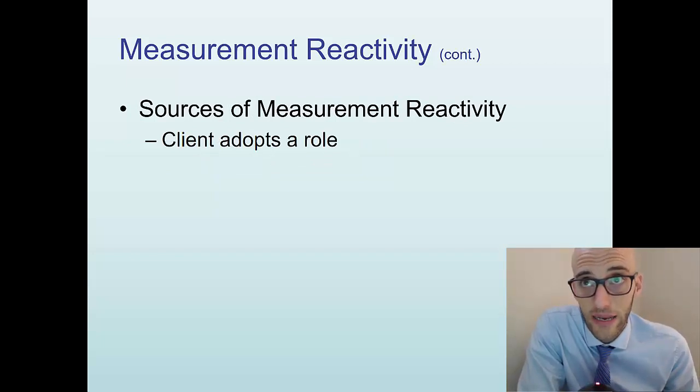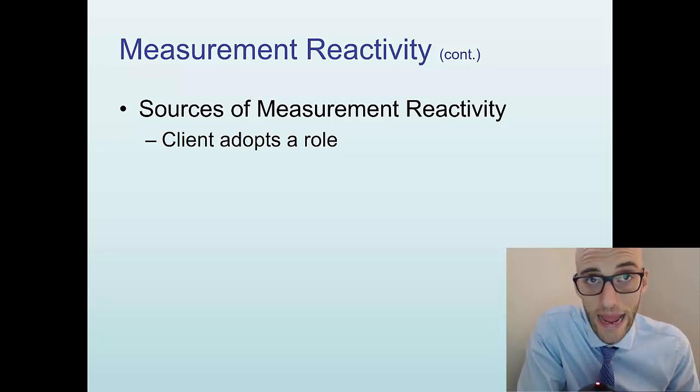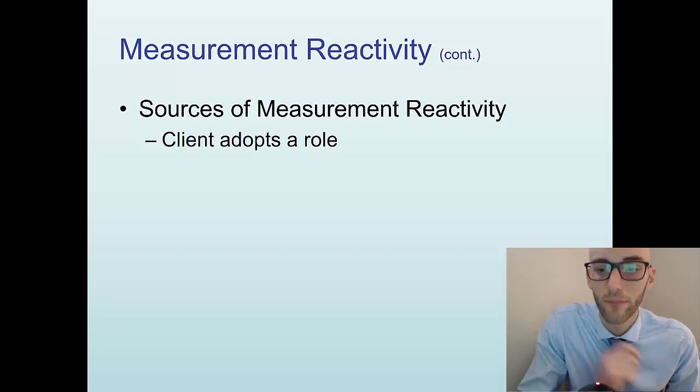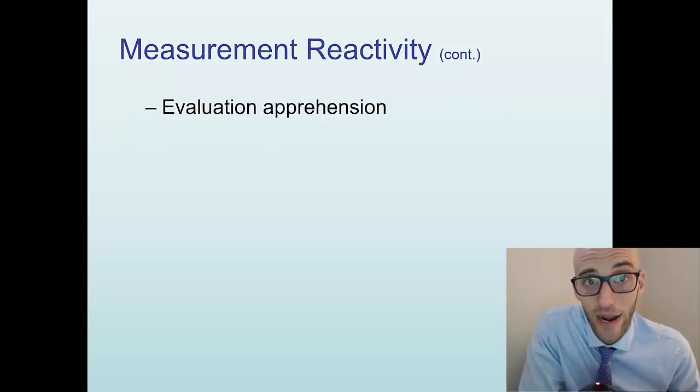So a reason that happens is because a client adapts to a role. So you can imagine that somebody might be mandated to treatment and really wants you to perceive them as making progress, or maybe they don't want to be on probation anymore. They might want to be perceived in a certain way, so they might be less likely to be honest and forthright with you. Another issue might just be evaluation apprehension.